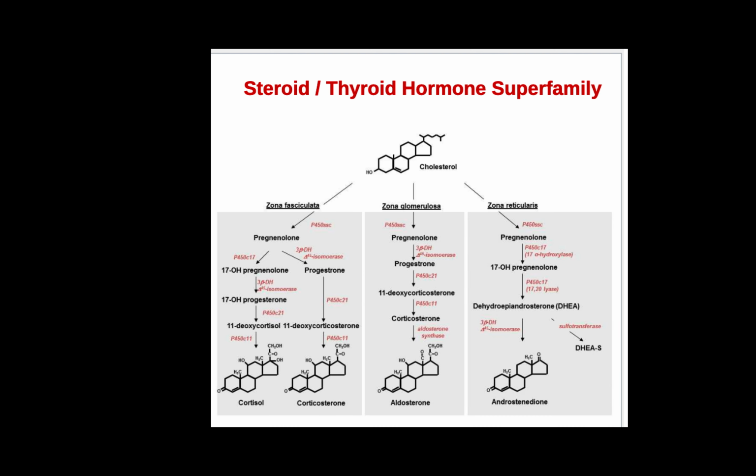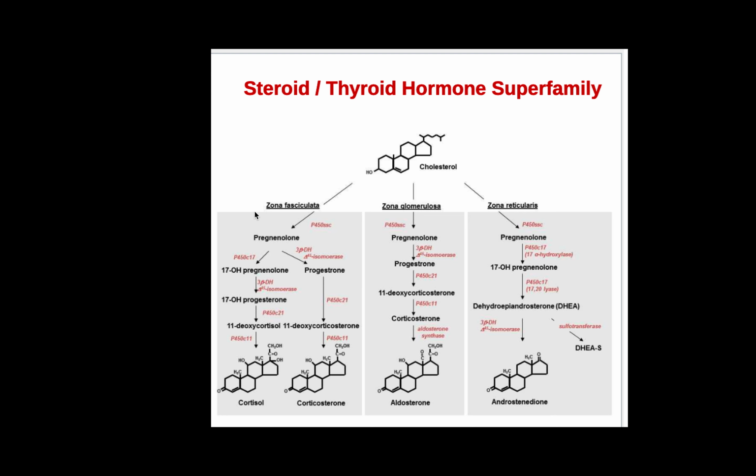So here's the superfamily. We should know this. So the zona fasciculata will be involved with cortisol and corticosterone. Zona glomerulosa will be involved in aldosterone. And then the zona reticularis is going to be involved in androstenediones. Ooh, hard to say.